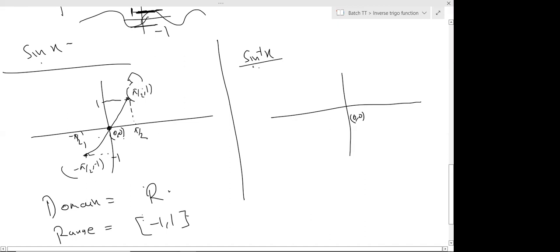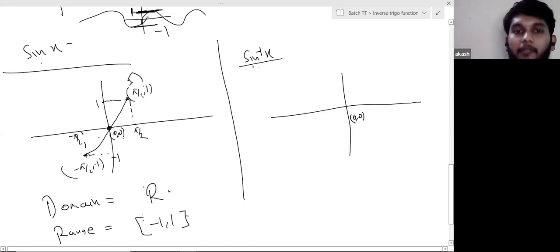1, pi by 2. Always. Inverse this, right? Because for the inverse function it becomes pi by 2, 1. So 1, pi by 2. This is 1, and suppose this is pi by 2. Then 1, pi by 2 will be here.